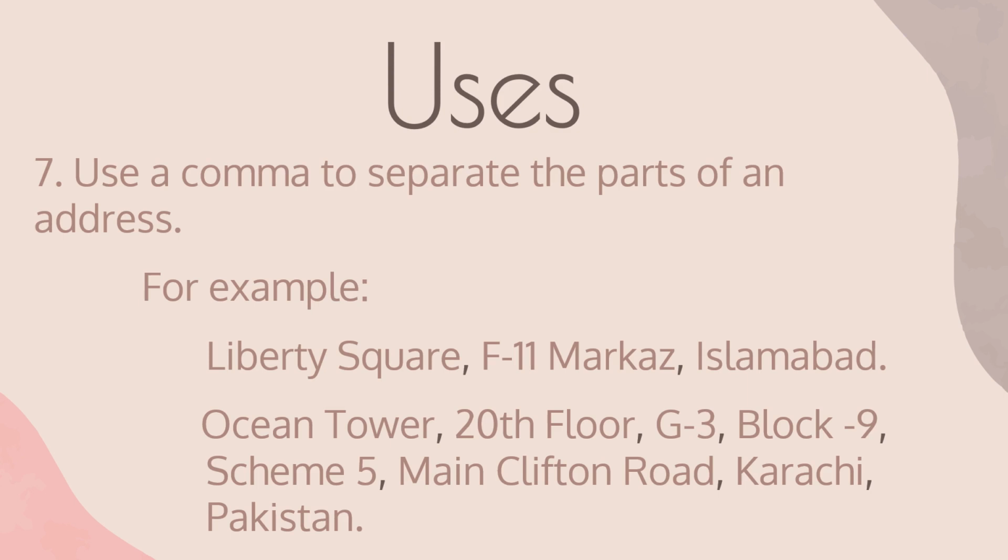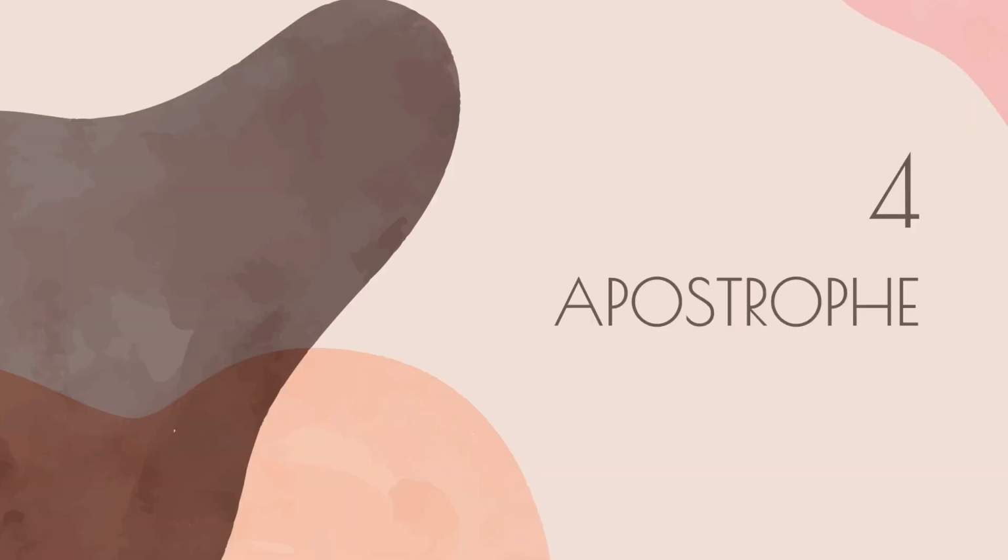Lastly, a comma can be used to separate the parts of an address. For example, Liberty Square, F11 Marcus, Islamabad. So we are separating each part of the address with a comma. This is a mistake that most of you made in your introductions. You forgot to add commas when you were talking about the address of your school or college or even your village. Okay, next up we have apostrophe.